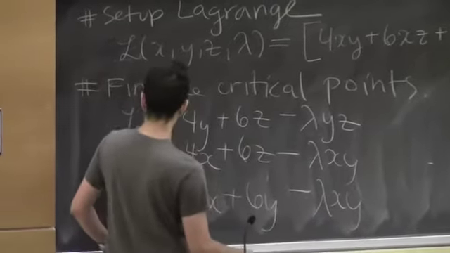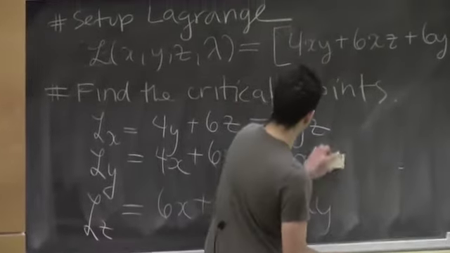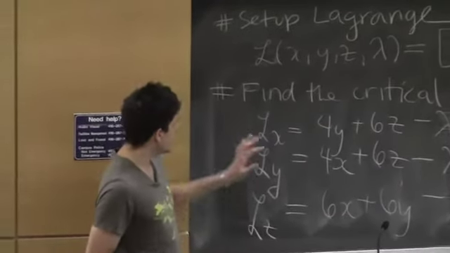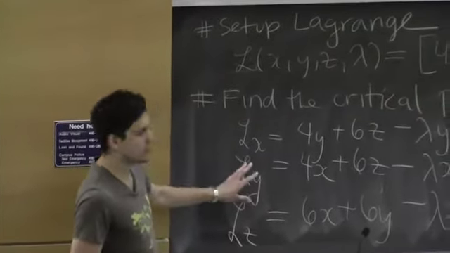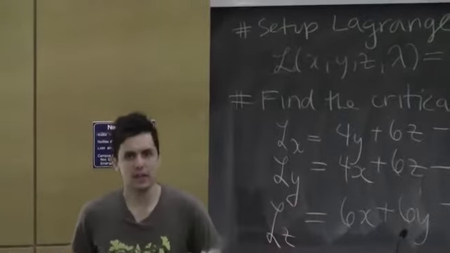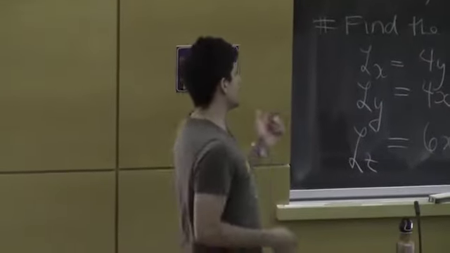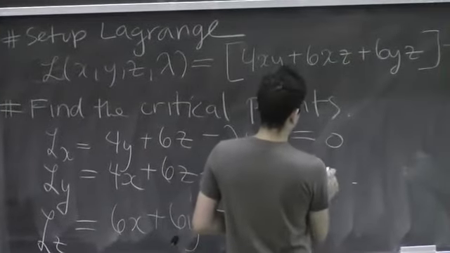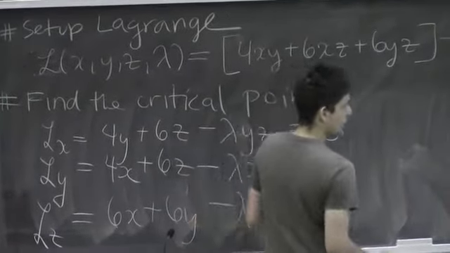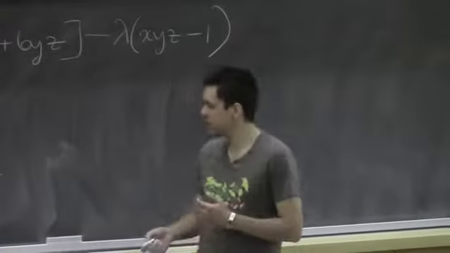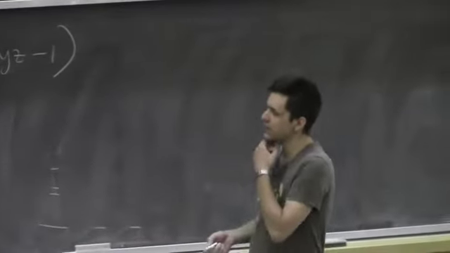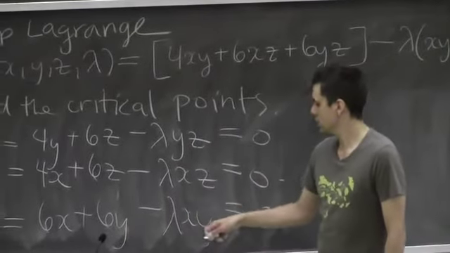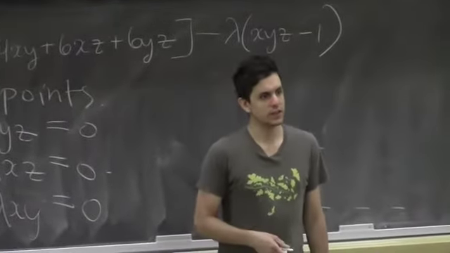Oh wait, that's the y, so that should be y is xz. Okay, very good. So there's our conditions on the critical points. Key observation about these guys, again, these are nonlinear conditions. Okay, they're not linear in x, y, and z because we've got these products over here that make things really tricky.